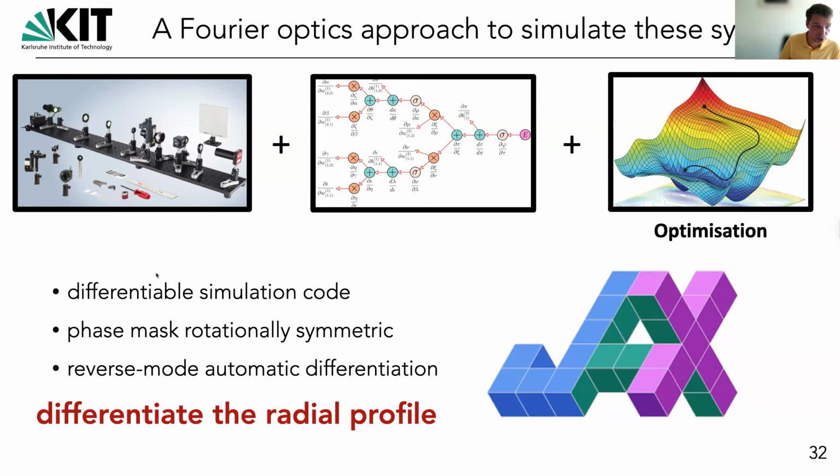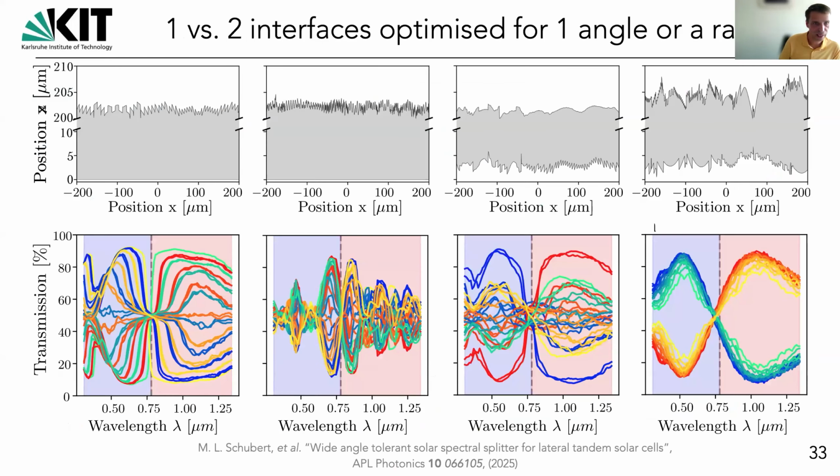So this forward code has been differentiated with JAX, and we can optimize this height profile in an efficient way. The final results are shown here on this slide. There are four sets of simulations. On the one hand, we consider 1 versus 2 interfaces, optimized only for a single angle of incidence or for a range of incidence angles. And this is the structure. Basically, there's just one metasurface for one angle and for many angles.